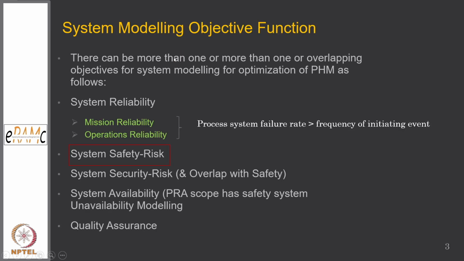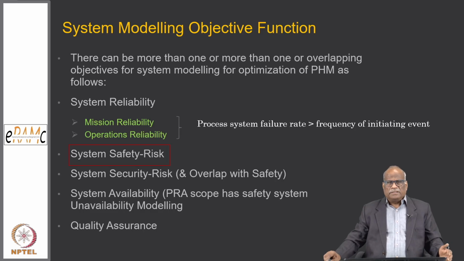Now when we talk about system modeling objectives, for example when we are doing reliability modeling, if you talk about a space system, there we focus basically on mission reliability and mission risk. So this is called mission reliability.